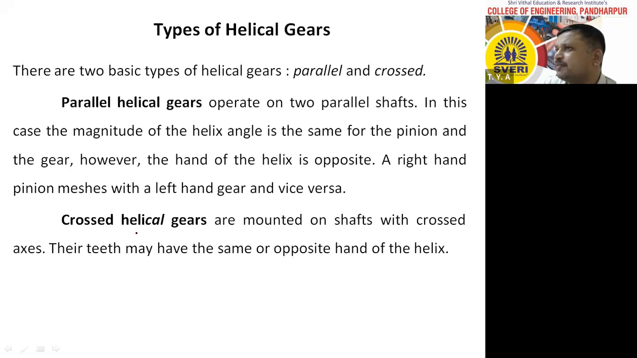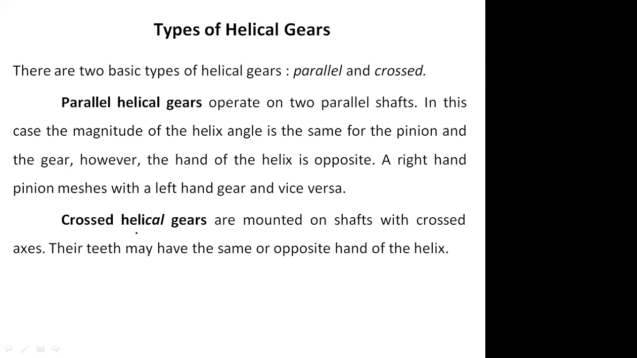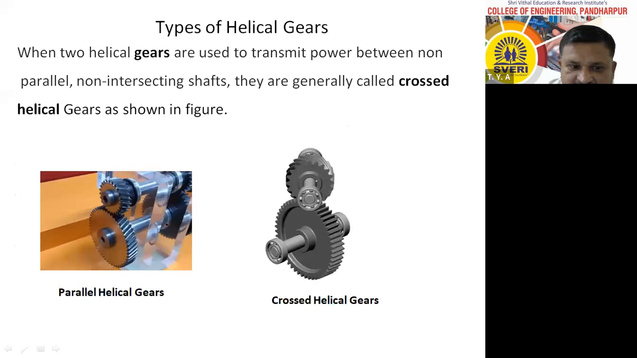First is parallel helical gear. Parallel helical gear means what? When two helical gears are used to transmit motion or power when the axes of the shafts are parallel to each other. This is the diagram of parallel helical gear. See that axis is like this. Three-dimensional axis I will draw. And this is the axis of another gear. Therefore, these two axes are parallel to each other. This is known as parallel helical gears.